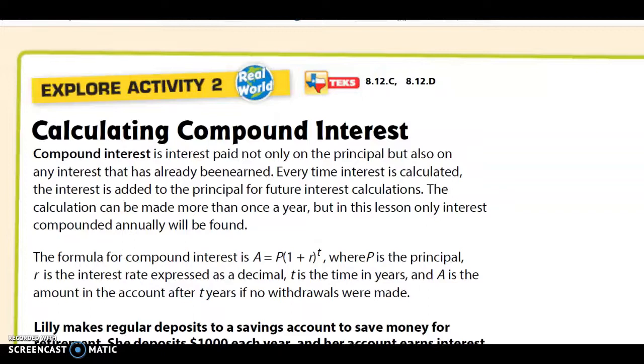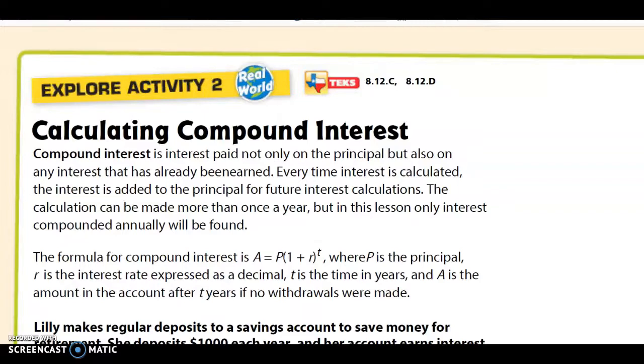So if you notice, this is 8.12D, where we would compare simple interest to compound interest, and then 8.12C, which talks about how if we invest small amounts of money over time, then it can grow into a larger amount.